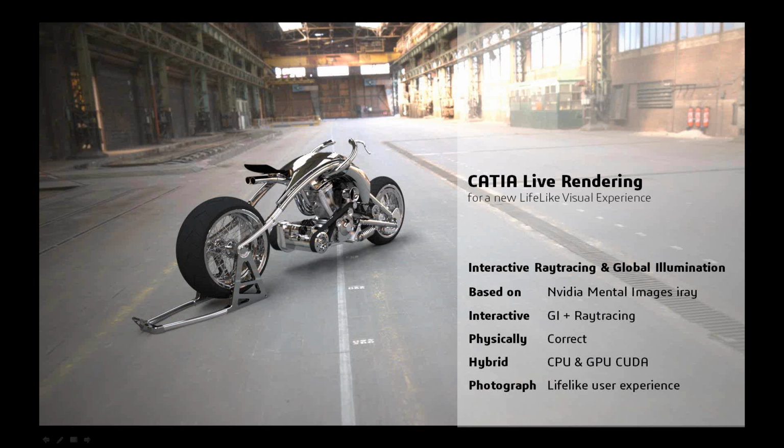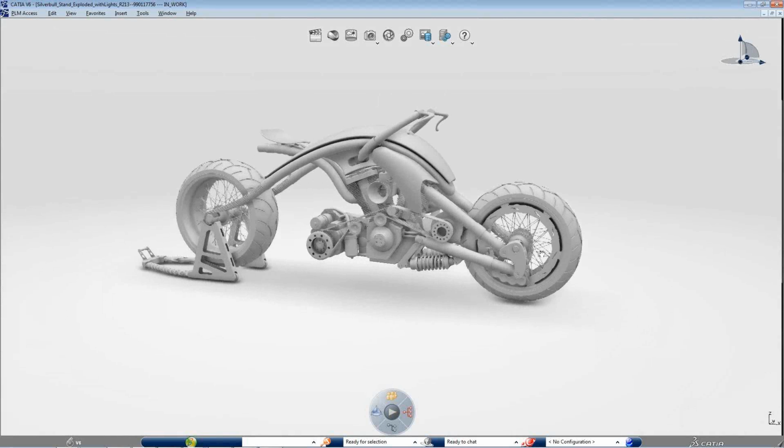So let's see in action how it works for the real time, but also the interactive rendering. So for the interactive rendering, as I said, it was based on a technology called iRay from NVIDIA Mental Images, which has the particularity to be able to do interactive rendering, Raytracing, and global illumination with a physically correct engine, and which can take benefit of the computation power of the CPU, but also the GPU through CUDA. And on our side, we integrated this technology with a very easy to use and lifelike user experience.